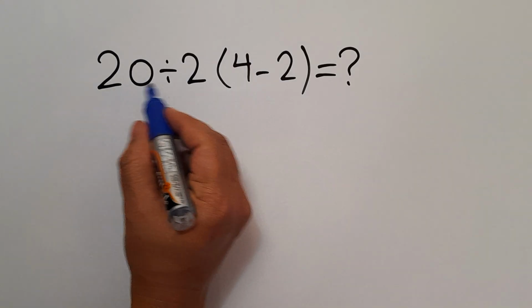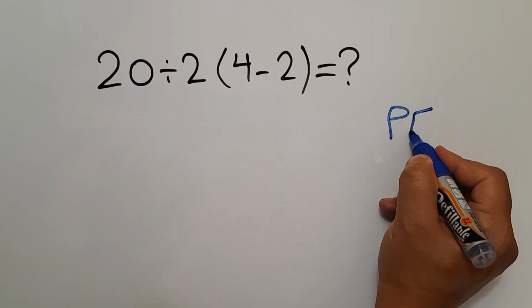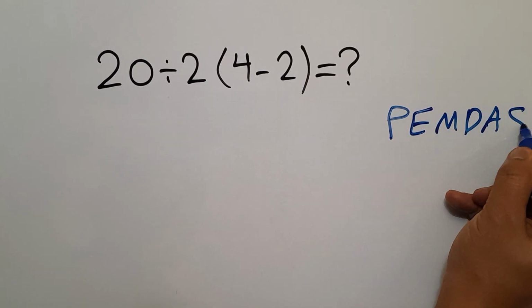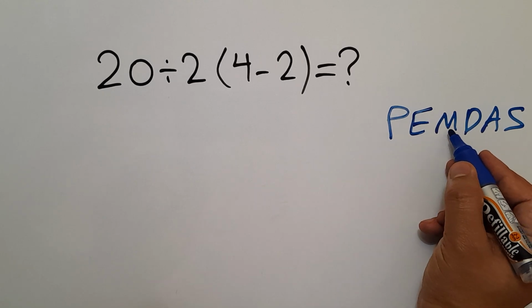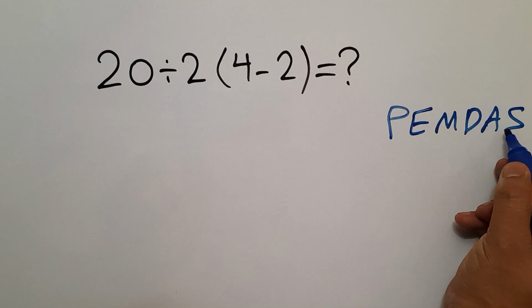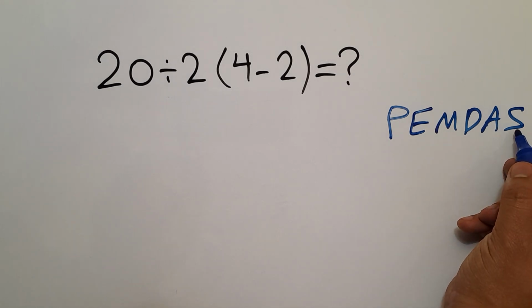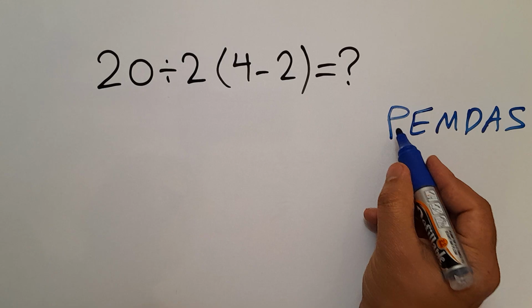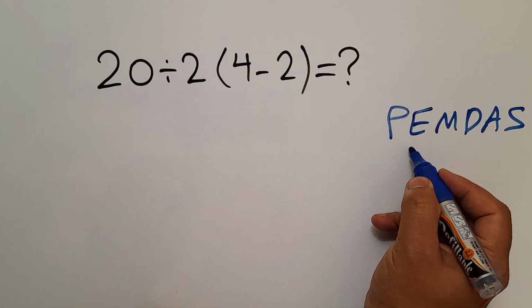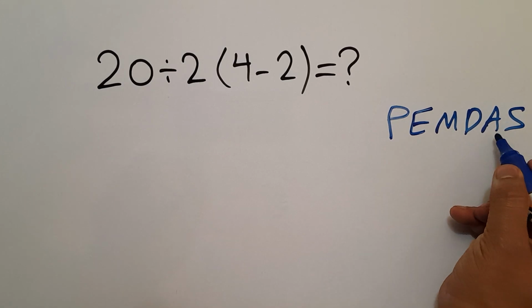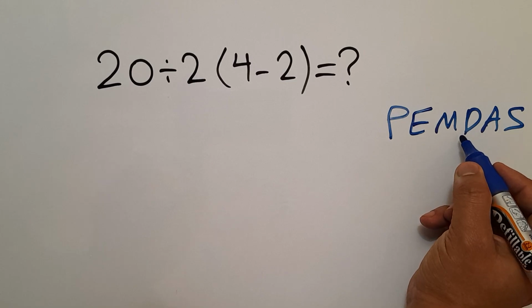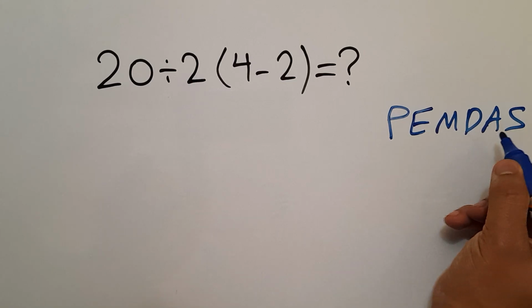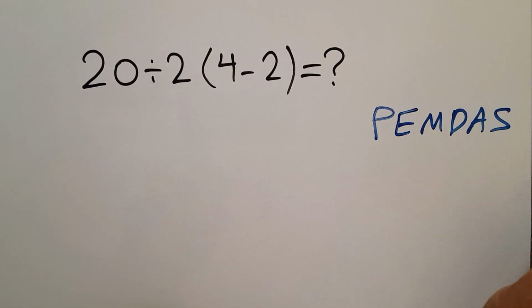According to the order of operations, which is PEMDAS, P stands for parentheses, E stands for exponents, M and D stand for multiplication and division, and A and S stand for addition and subtraction. Here we first do parentheses, then exponents, then multiplication and division, and addition and subtraction. Remember that multiplication and division have equal priority and we work from left to right. And the same applies to addition and subtraction.